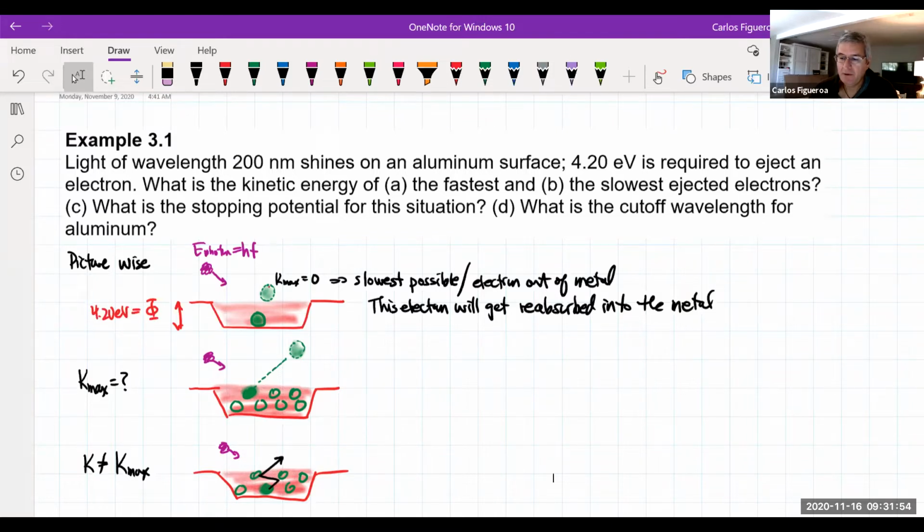We ended up looking at this example where we have light of 200 nanometers shining on an aluminum surface, and it has a binding energy or work function of 4.2 electron volts. In other words, this tells us about the depth of the well and is required to eject electrons. So what is the kinetic energy of the fastest and the slowest ejected electrons? And then what is the stopping potential for this situation? What is the cutoff wavelength for aluminum?